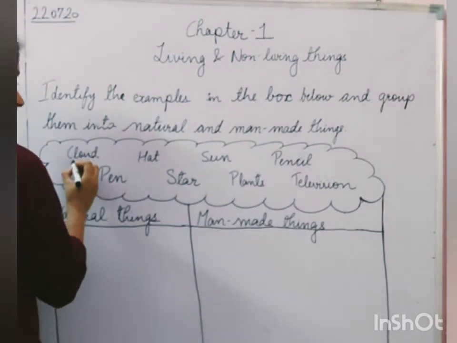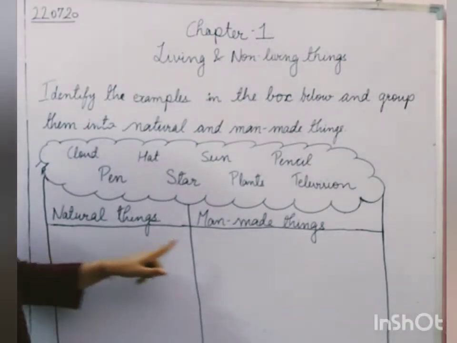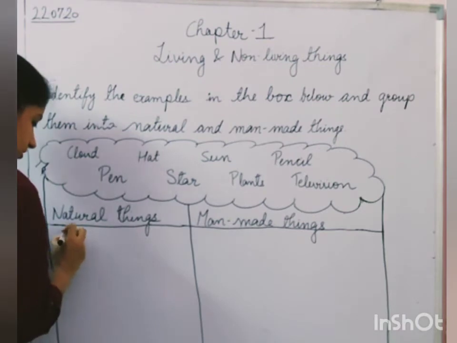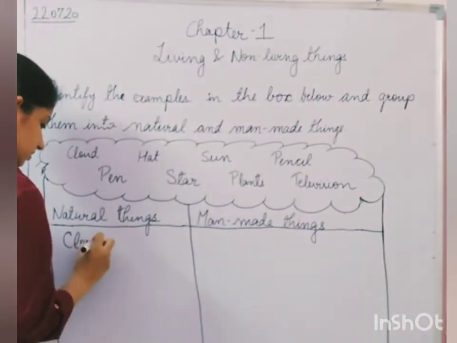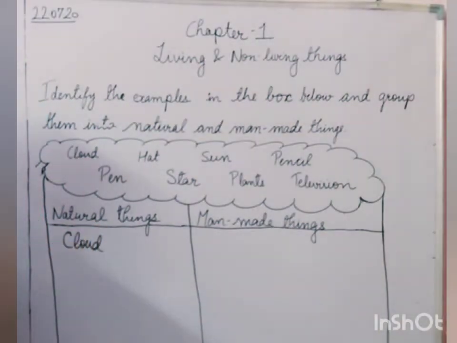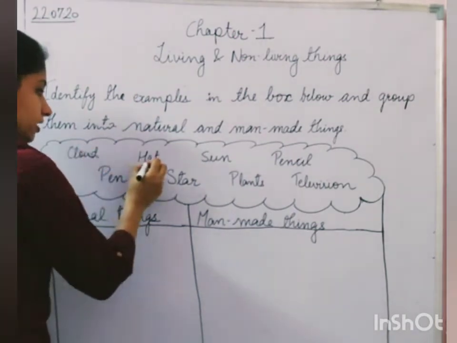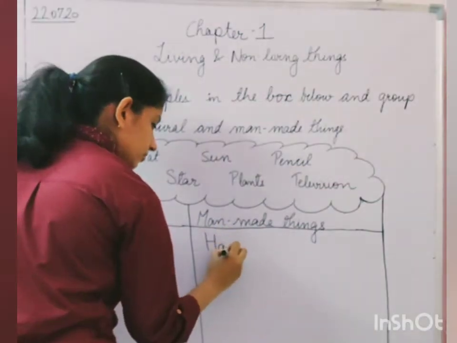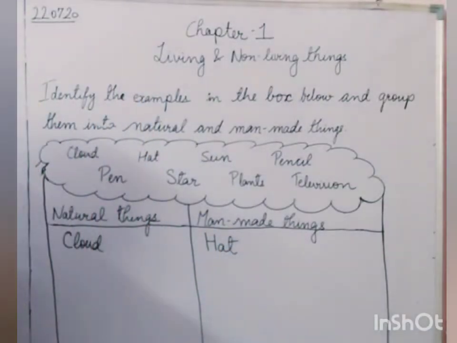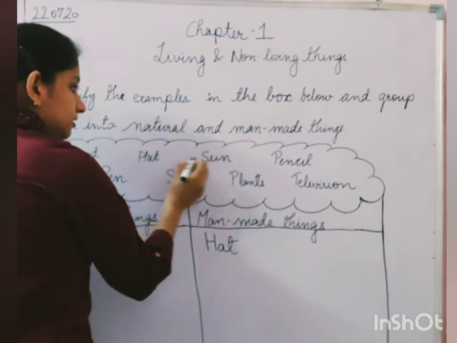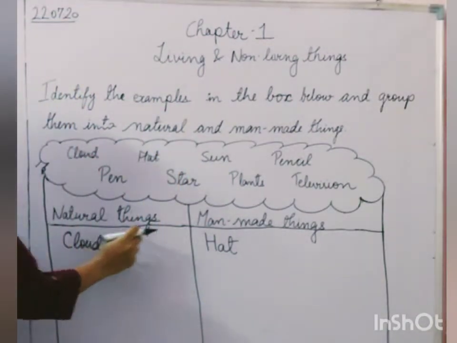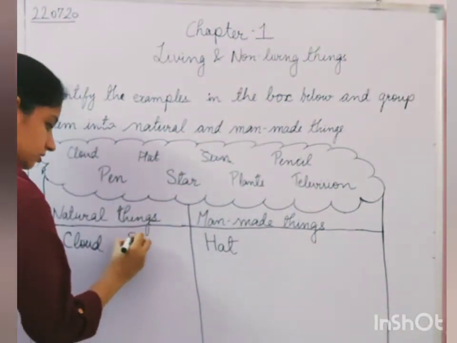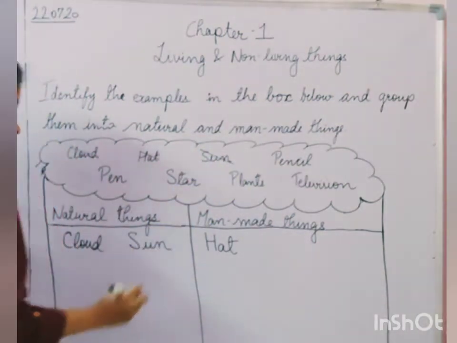So the first one is cloud. Cloud is natural or is it man-made? Correct, it is natural. So I will put it under natural things. Let's look at the next one. I cross it out. Hat. Hat is a man-made thing. So I will put it under man-made things. Next, sun. Sun is natural or man-made? It is natural. So I will put it here under natural things.